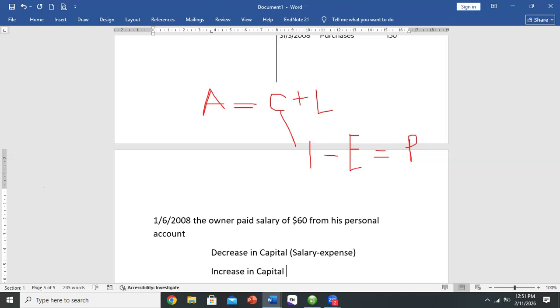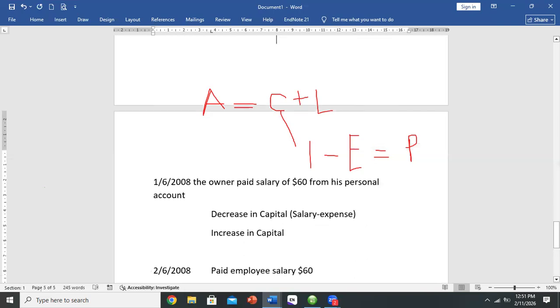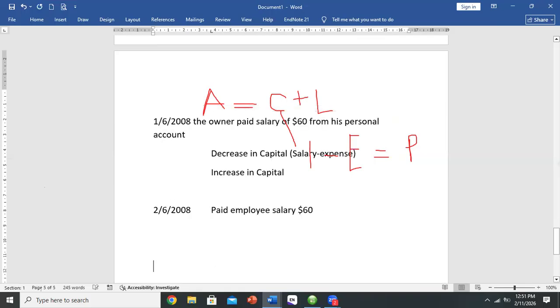If you are wondering why increase in capital and decrease in capital, it can happen that way, like other transactions where we see increase in asset and a decrease in another asset. Okay, but if you look at the second transaction, where you see paid employee salary 60, so here there's no mention of the owner, right?